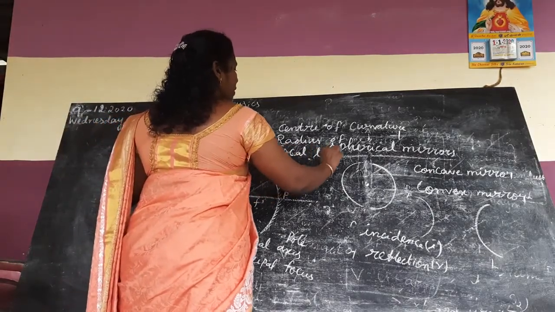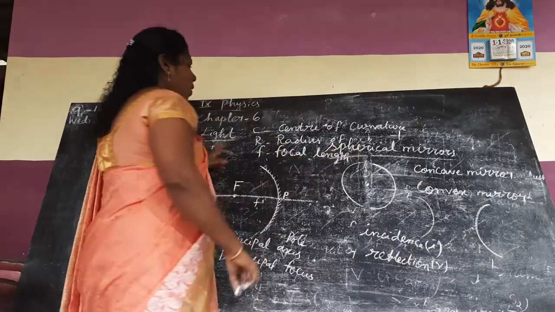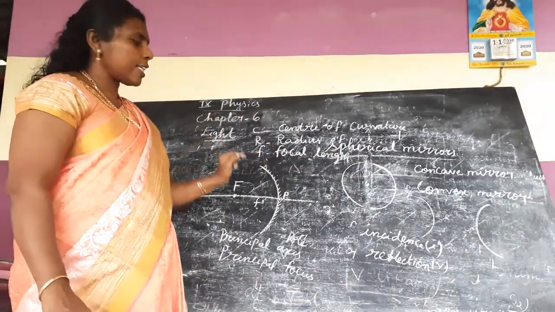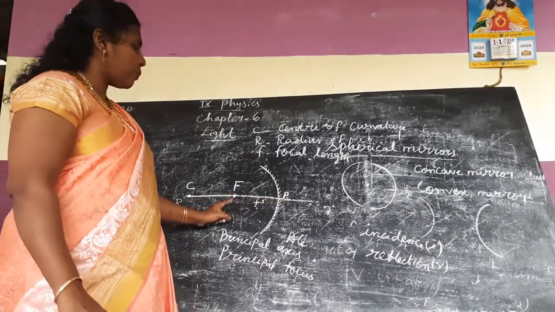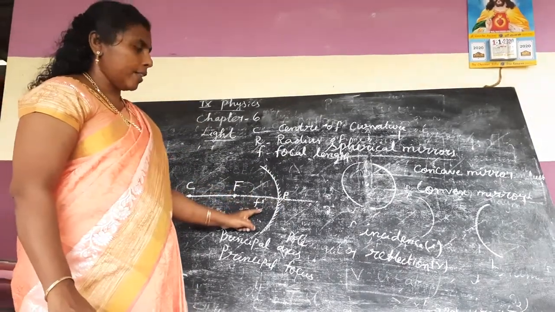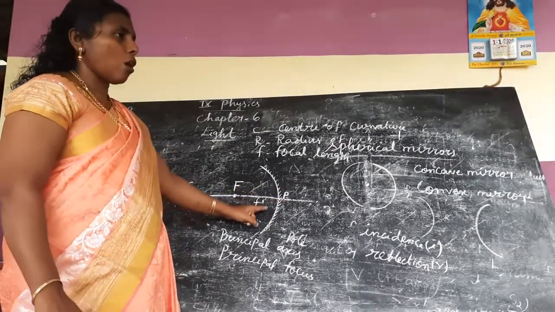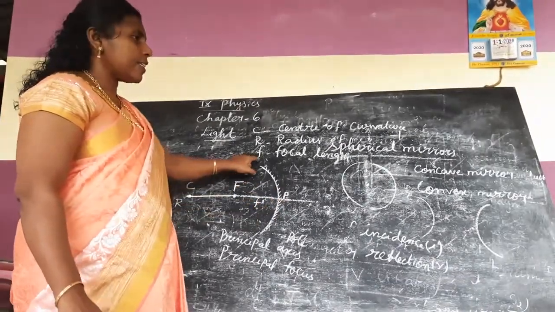Focal length. What is small f? Focal length. So what is focal length? The distance between the pole and the principal focus is called focal length. It is denoted by the letter small f.